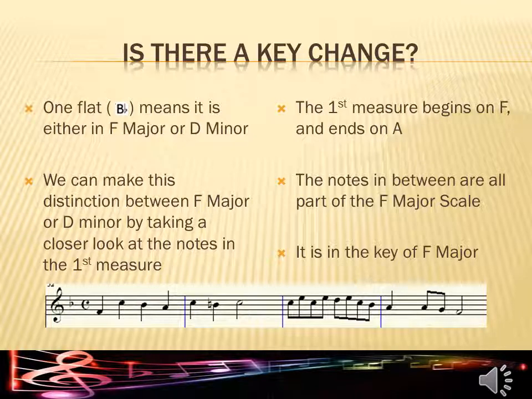We can make this distinction between F major or D minor by taking a closer look at the notes in the first measure. The first measure begins on F and ends on A. The notes in between are all part of the F major scale. It is in the key of F major.